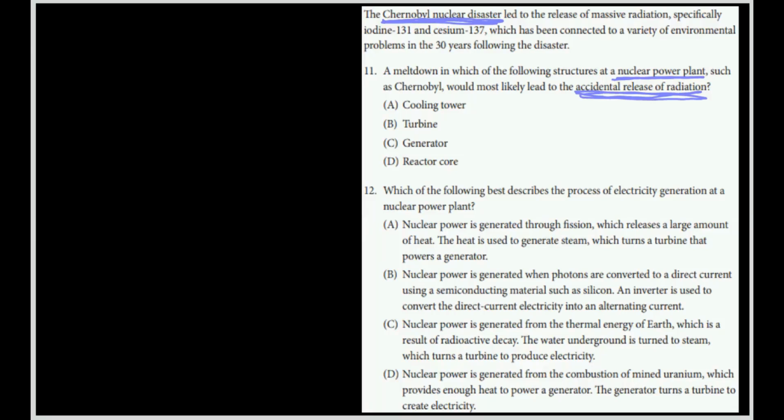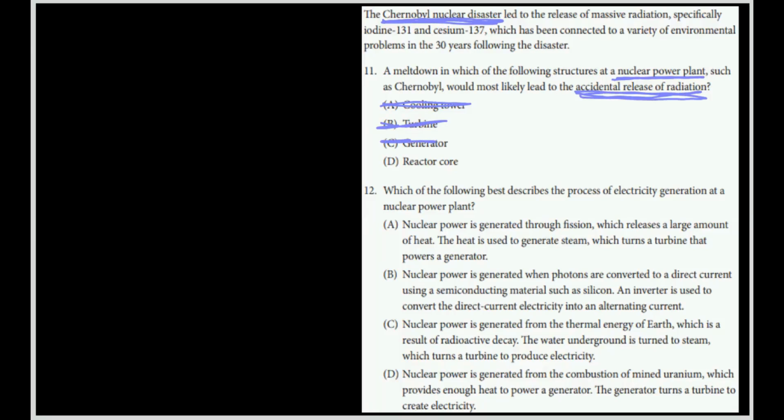Okay, so in this one, the cooling tower is basically where there's cold water to try and cool that reaction that produces heat. It produces energy and heat, and that's what powers the generators. So the cooling tower is not where we put the nuclear radiation. Okay, the turbine and the generator, that's the part that makes electricity. That has nothing to do with the radioactive part. Okay, so we're going to take that out.